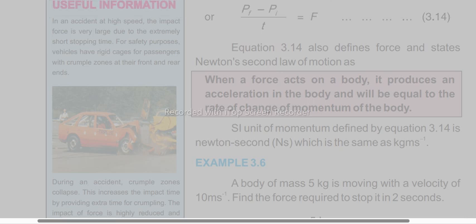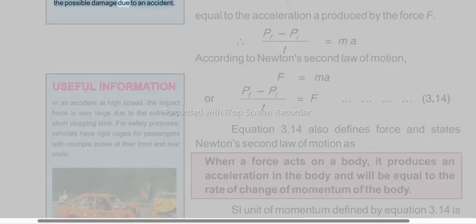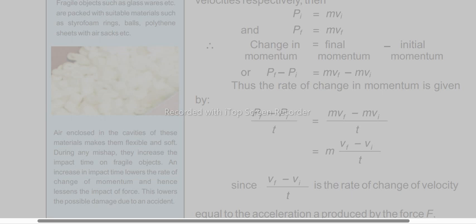Useful information. Air enclosed in the cavities of these materials makes them flexible and soft. During any mishap, they increase the impact time on fragile objects. An increase in impact time lowers the rate of change of momentum and hence lessens the impact force. This lowers the possible damage due to an accident. Fragile objects such as glassware etc. are packed with suitable materials such as styrofoam rings, balls, polythene sheets with air sacs etc.